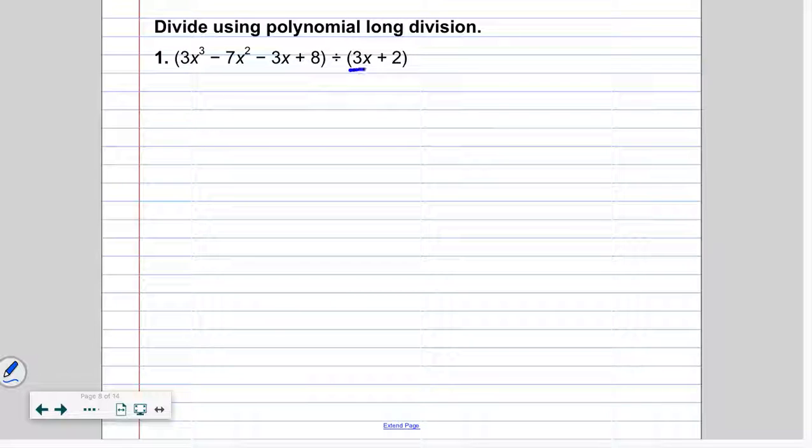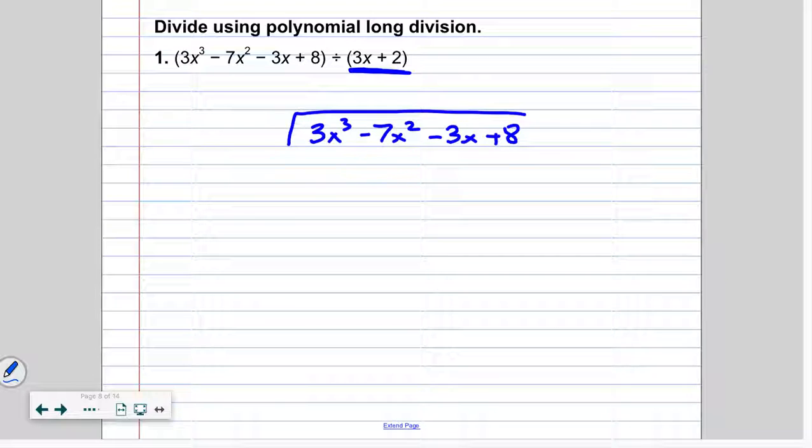The key here with long division, anytime you have a coefficient in front of the x that you're dividing by, so like 3x, we have to use long division. So here we go, 3x cubed minus 7x squared minus 3x plus 8 divided by 3x plus 2. All right, let's roll with this. Let's look at the first terms, 3x cubed and 3x. 3x times what is 3x cubed? That's x squared. So we're going to take x squared times what's in front, 3x plus 2.